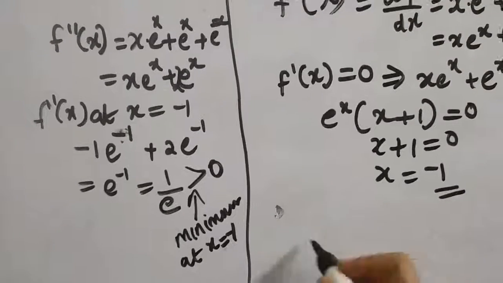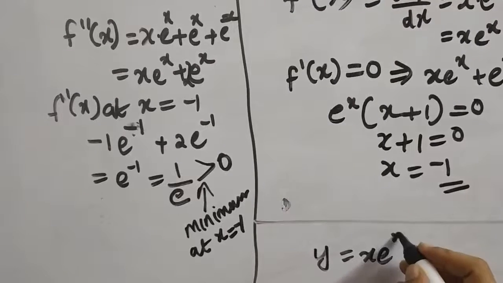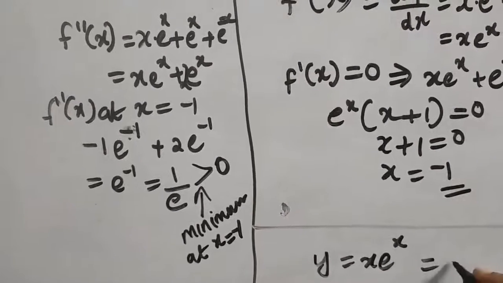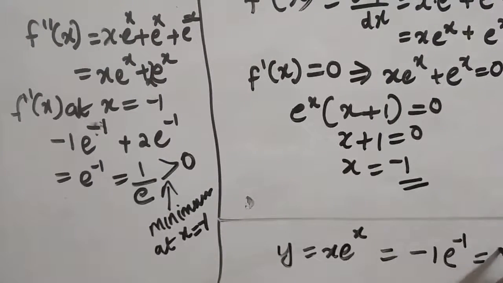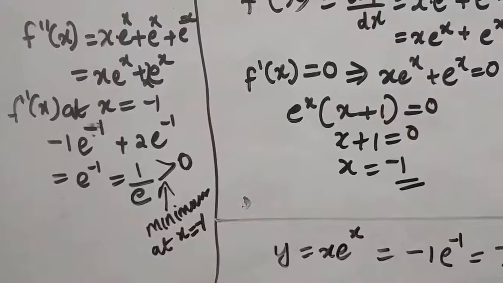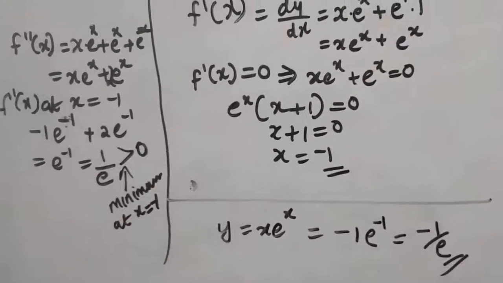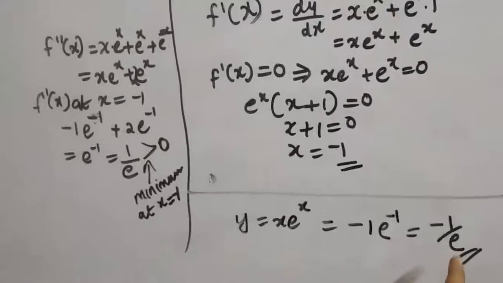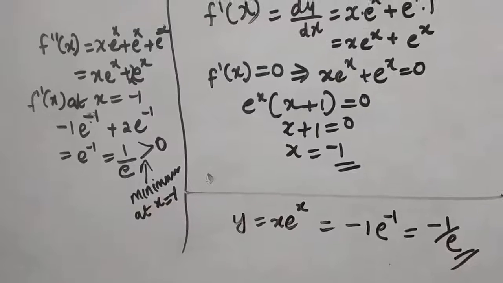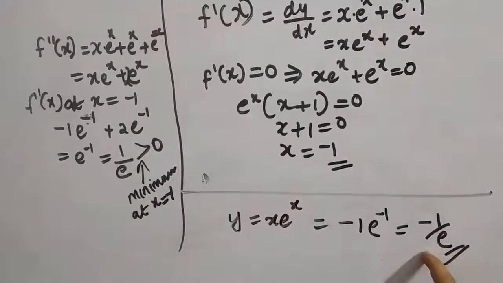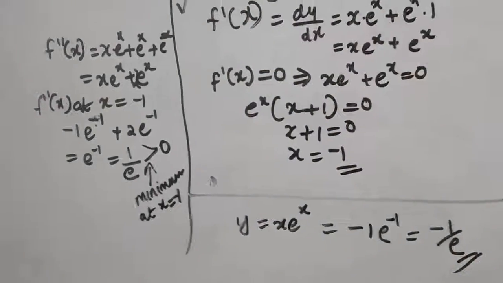So take the function, what is the function? y is equal to x e raised to x. Here put x equal to minus 1: minus 1 e raised to minus 1. So that is minus 1 by e. So the answer is minus 1 by e. So the minimum value is minus 1 by e, and that exists at x is equal to minus 1. They are asking the minimum value, so the minimum value is minus 1 by e. Option A. The answer is option A.